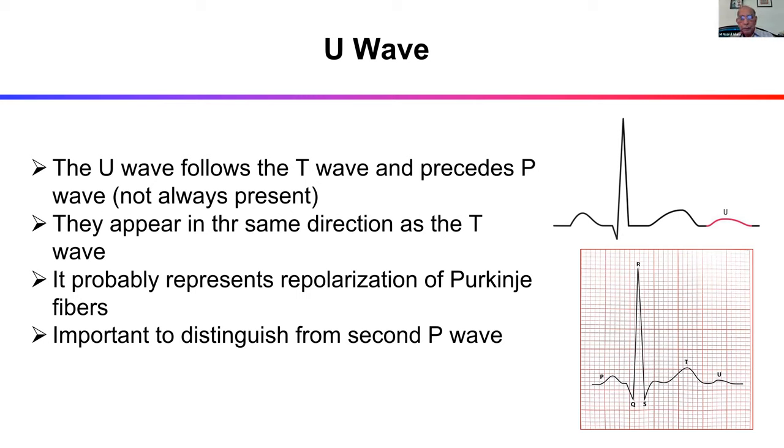The U wave is not always present, but when it is present, there is controversy about the genesis of this particular wave. It appears in the same direction as the T wave, and it probably represents the repolarization of the Purkinje fibers. It is important to distinguish it from the second P wave, because this is the place for the second P wave. So it's very important to distinguish whether this is a U wave or a P wave. This is an actual ECG. You can see the T wave and it follows the U wave, but it is totally different from the P wave of the preceding beat.